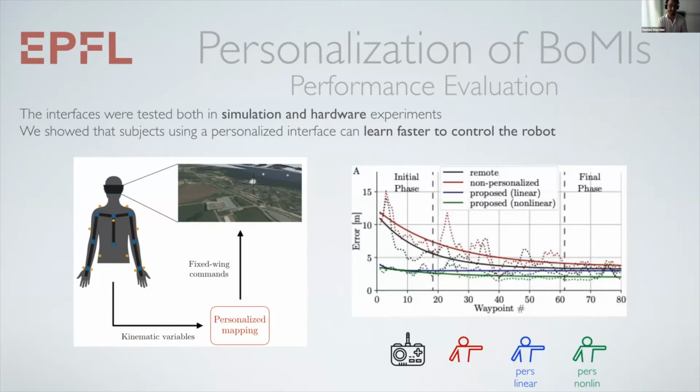And what you can see is that if people use a remote or a non-personalized interface, they need some time, in this case, 30 waypoints, which corresponds pretty much to a minute, 2 minutes, to get confident and reach this performance plateau, so this low error at the end. Whereas if they use a personalized interface, they're able to control the drone with very little error from the beginning. So this is our first result, and this is the first study we ran.